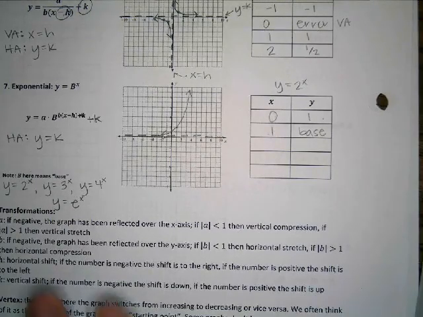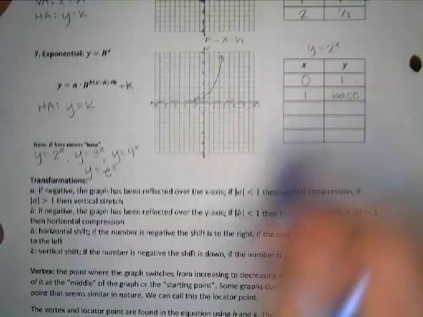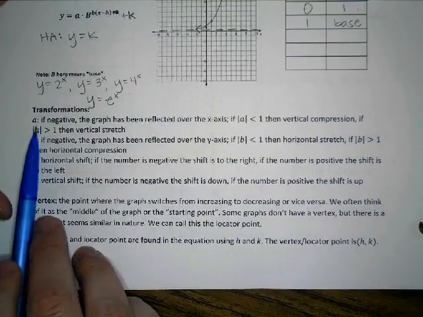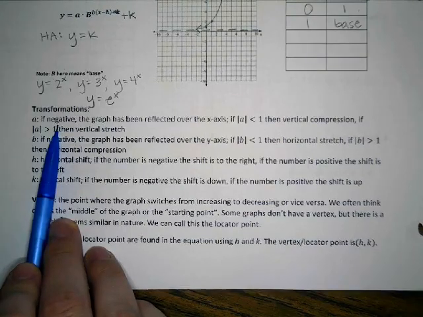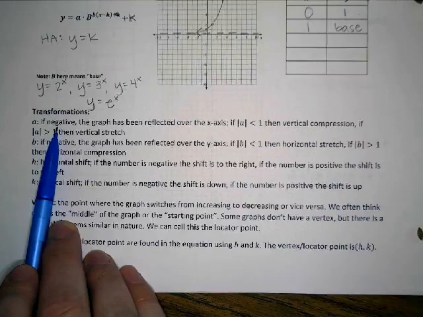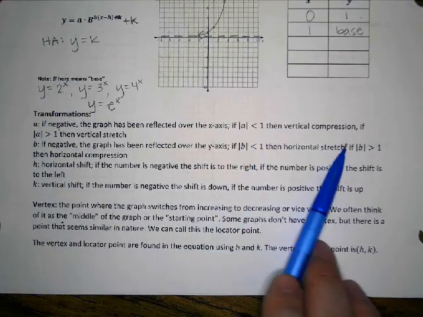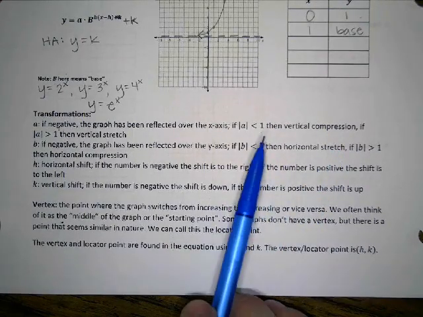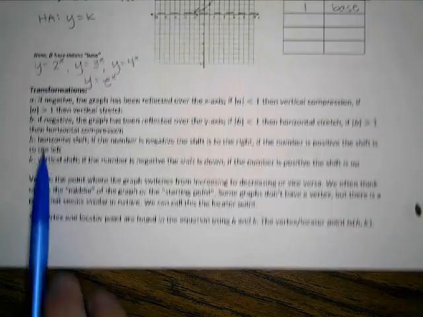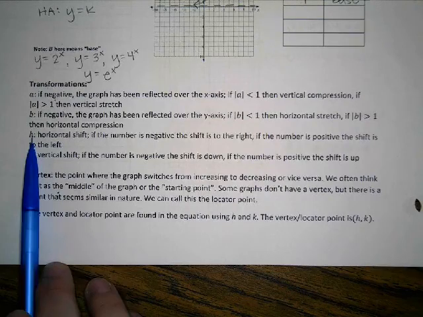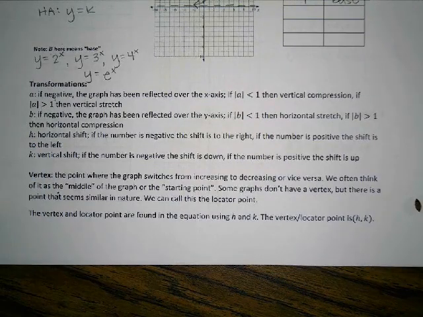Okay, for the transformations, this should be old news. If the a value is negative, the graph has been reflected over the x-axis. We've done that before. If the size of the number is less than 1, it's a vertical compression. If the size of the number is bigger than 1, it's a vertical stretch. I'm skipping b for a second. We know that if h is negative, the graph shifts to the right. If h is positive, it shifts to the left. That's familiar? If k is negative, the graph goes down. If k is positive, the graph goes up. We all know that, right?